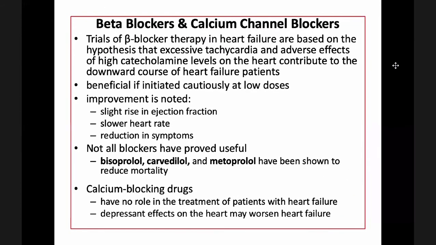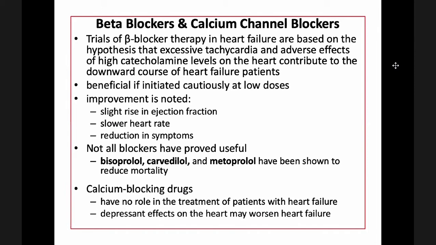So your beta blockers and calcium channel blockers. You have trials of your beta blocker therapy in heart failure, and they are based on the hypothesis that excessive tachycardia and adverse effects of high catecholamine levels on the heart contribute to the downward course of heart failure patients. So it's beneficial if initiated cautiously at low doses. And improvement is noted when there is already a slight rise in the ejection fraction, as well as slowing down of your heart rate and reduction in symptoms of heart failure. So not all beta blockers have proved useful for heart failure. These three drugs, your bisoprolol, carvedilol, and metoprolol, have been shown to reduce mortality.